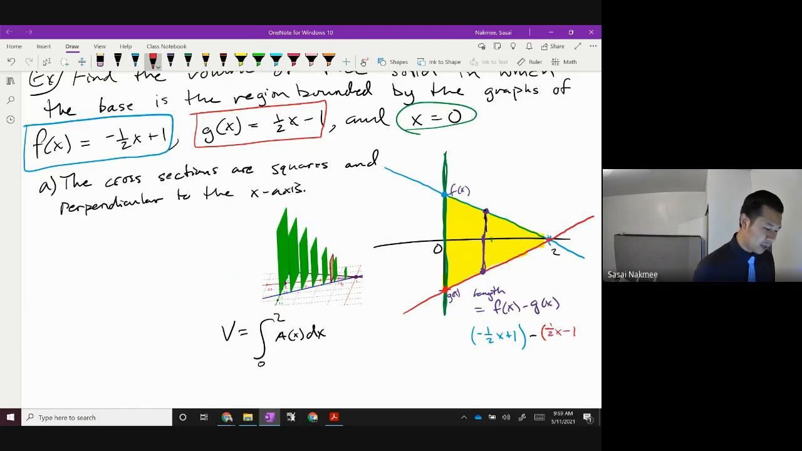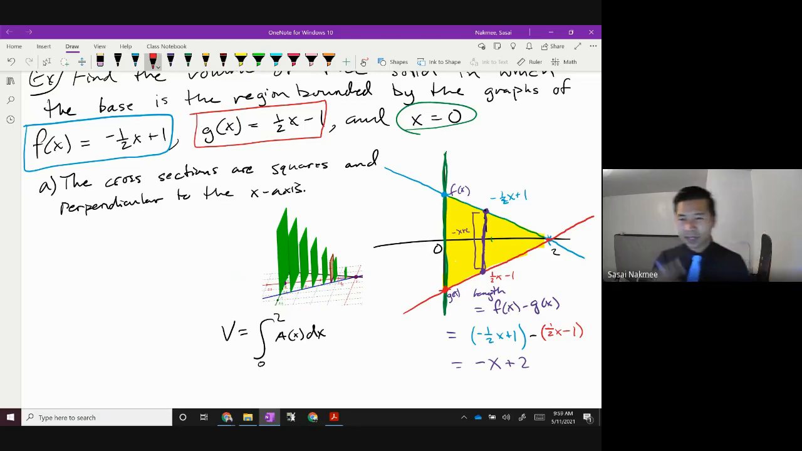And g of x is 1/2 x minus 1. So the length between those two sides is going to equal 1/2 x minus 1/2 x, that's just going to give me negative x, and 1 plus 1 is going to be plus 2. So that's the length from here to here: negative x plus 2. I took the function negative 1/2 x plus 1, and the function positive 1/2 x minus 1, and I subtracted those two to get the length there.